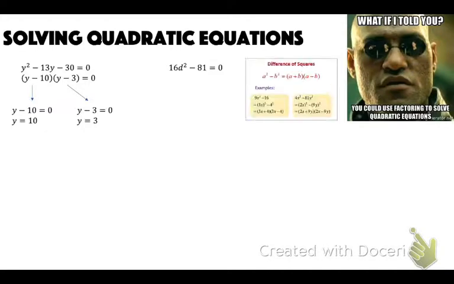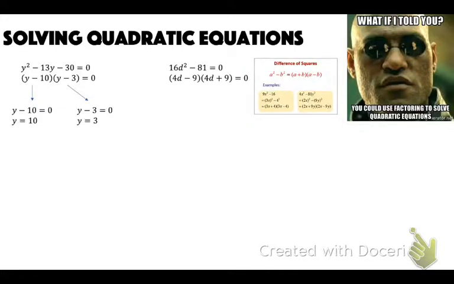Do this one. That is the difference of squares. So if we factor that, that's the same as 4d minus 9 and 4d plus 9. Set them both equal to 0. Solve that, so you get 4d equals 9, so d equals 9/4. Subtract that, 4d equals negative 9. Divide by 4, d equals negative 9/4.